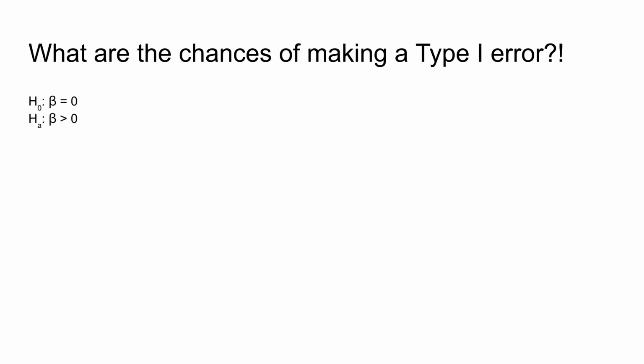Given the consequences of an error, it's important to ask ourselves how common it is to make an error. Let's start here by examining the chances of making a type 1 error, or a false positive. In general, suppose we're testing the null hypothesis that some population coefficient beta is 0, versus the alternative hypothesis that beta is positive.